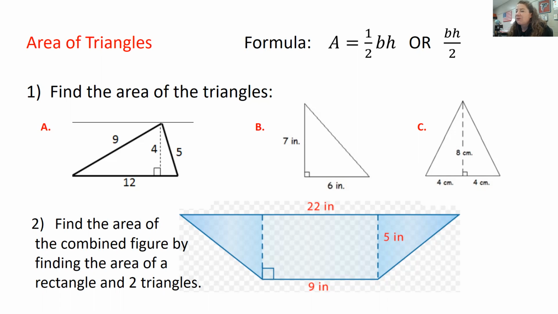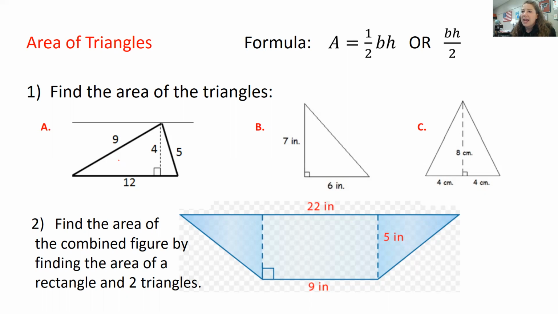The way to find the area of a triangle is by using the formula: half the base times the height. Another way to think about that is to multiply the base times the height and then divide the answer by 2. Now, one thing that's important: look at letter A, you have numbers everywhere. How do we know what the base and the height are?